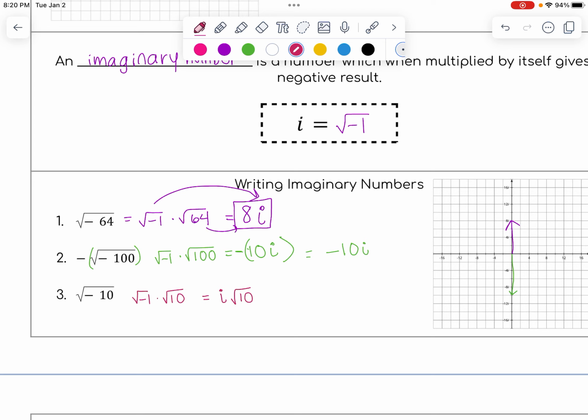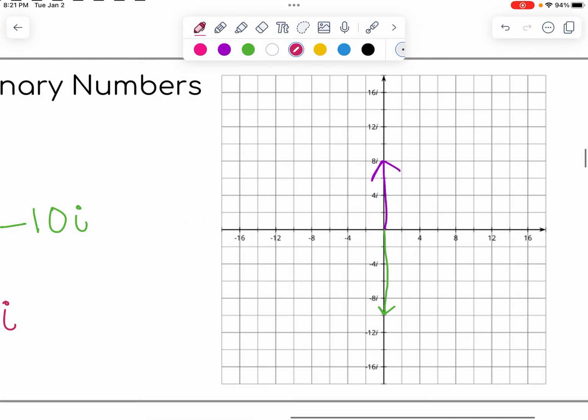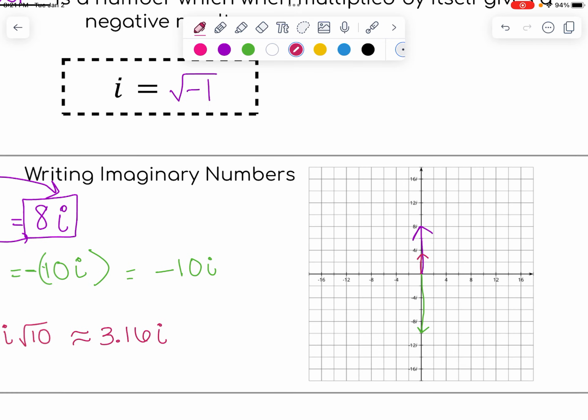Now, that's a great answer when I'm simplifying imaginary numbers, but that doesn't quite help me for the graph. So in order to graph this, we could estimate that this is approximately 3.16i, just by taking the square root of 10 and rounding it. And then I can plot that number on my graph. That would be about right here.